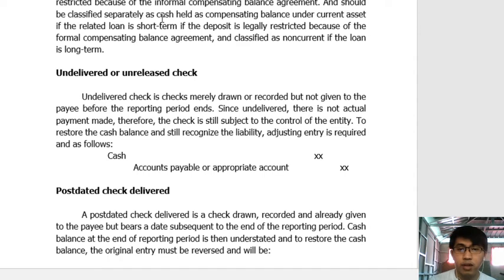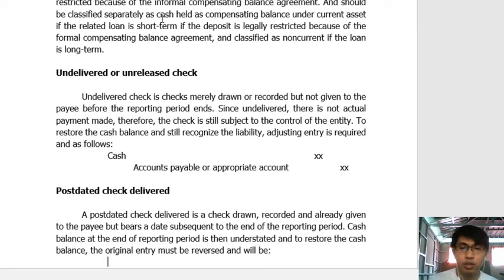Paano ni-record ang cheque? You debit the expense account and then you credit cash. Pero yung cheque na yun ay hindi na i-deliver or hindi na ibigay dun sa supplier or outside parties, o nung payee, hindi na ibigay dun sa payee before the reporting period ends. Na-draw mo na siya at na-record na siya. Ano ang sinasabi ng standard dito?